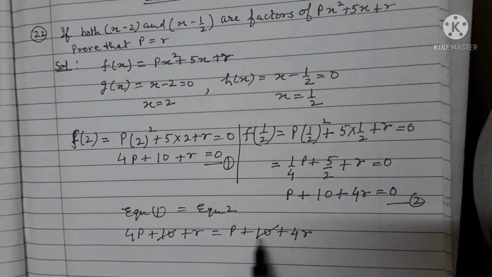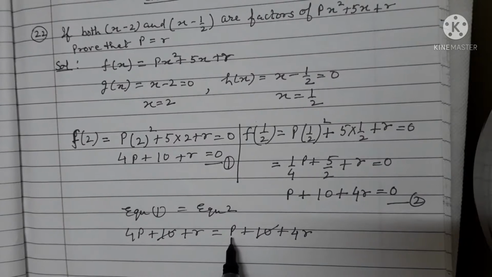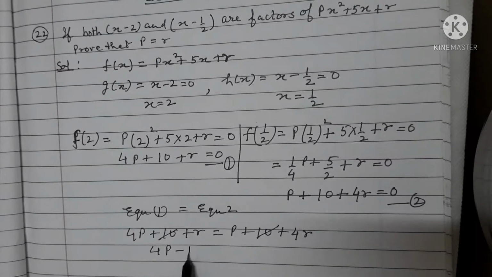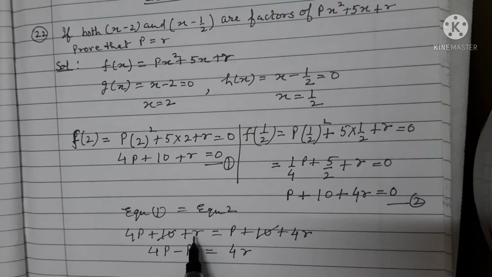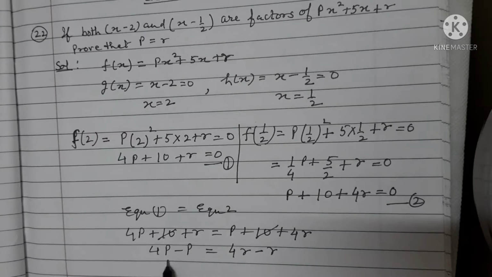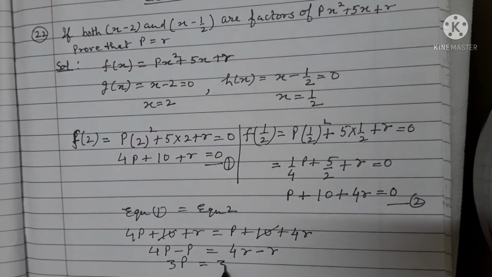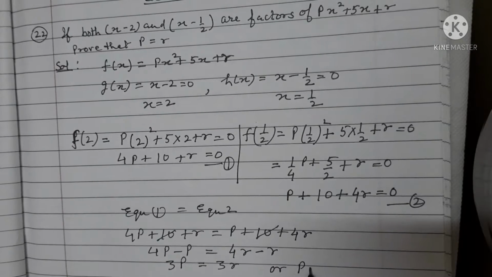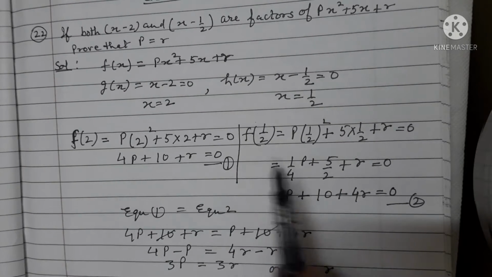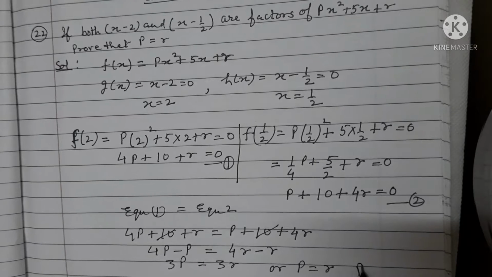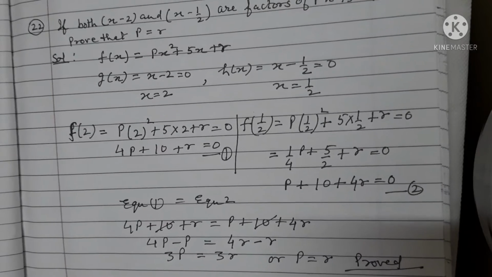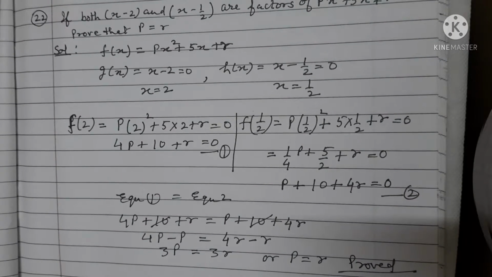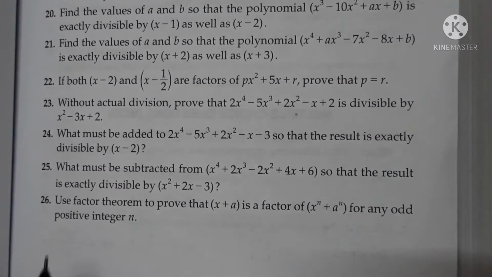Cut this 10. Here 4p minus p is equal to 4r, and this r becomes minus r on the other side. So 3p is equal to 3r, or p is equal to r, which we had to prove. Proved. This is question number 22. Now this is question number 23.